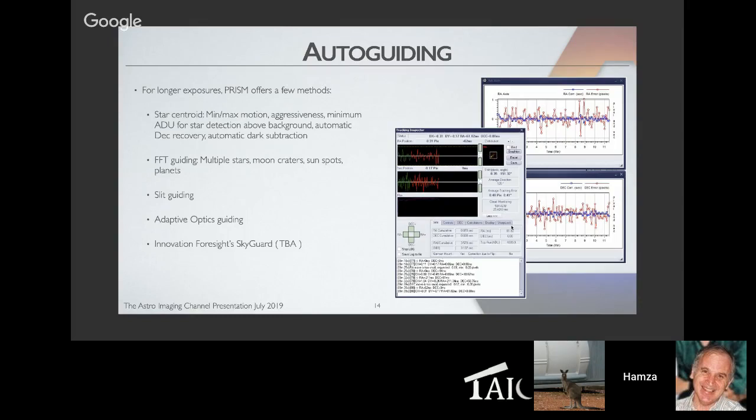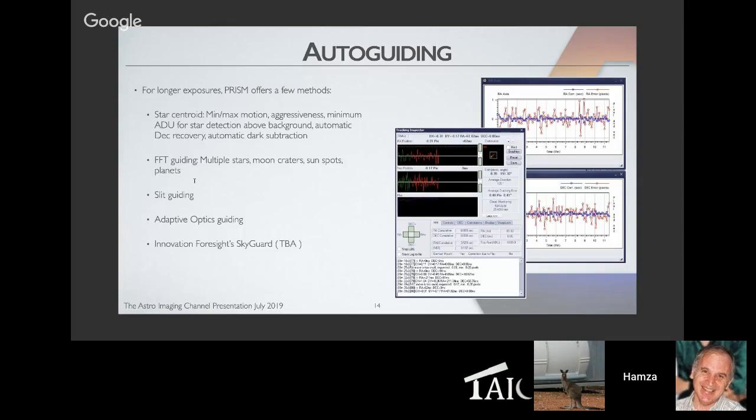On the right side, you should see the actual graphs of guiding, the conventional graphs. The RA corrections are in blue and the actual errors are in red. So here you could see if your system is overcompensated or not. We can use also centroid guiding on one star, or you can use FFT guiding on multiple stars, moon, craters, sunspots, planets. Yes, you can guide on a crater if you wish.